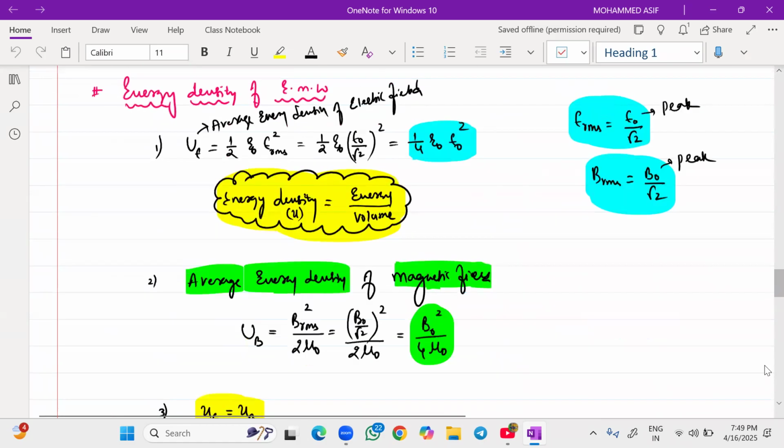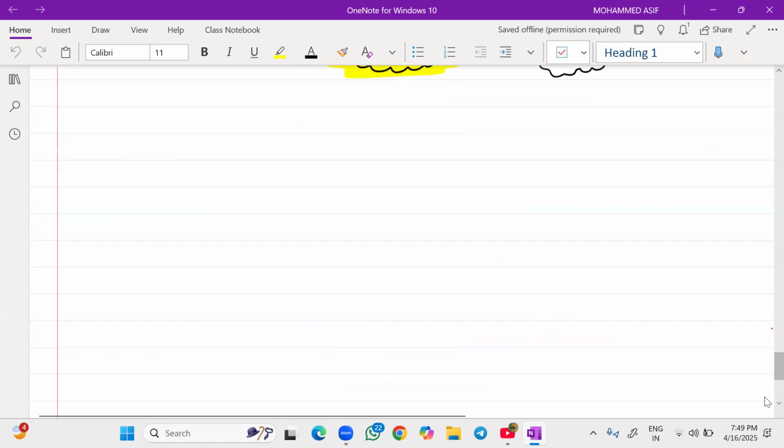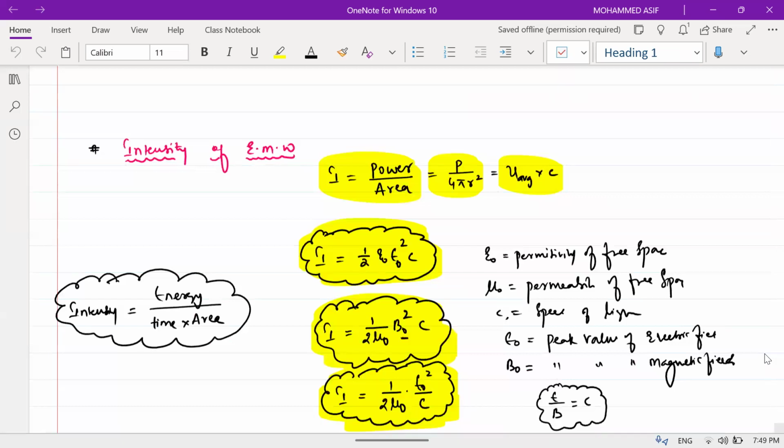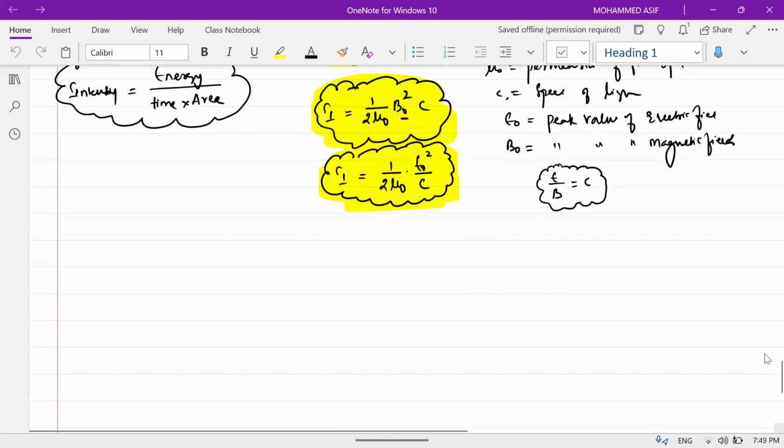Electromagnetic waves is a small topic. If we give half an hour to 1 hour for self study, you can get the scoring marks in this chapter. Clear? Sure. Next heading.